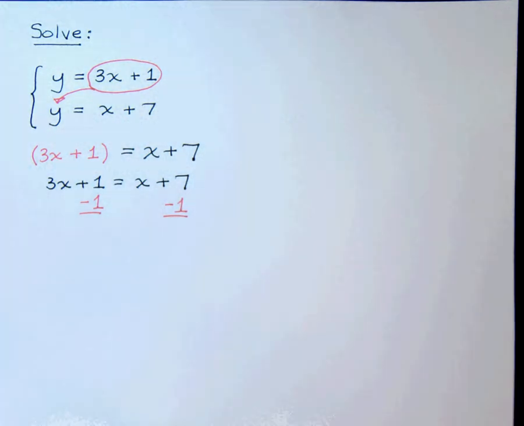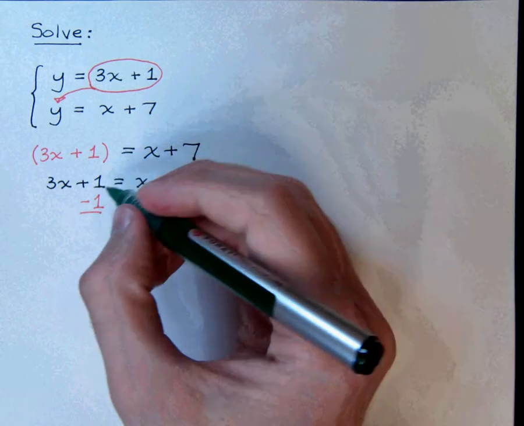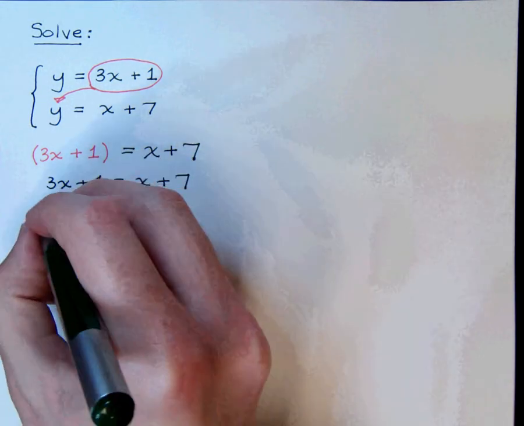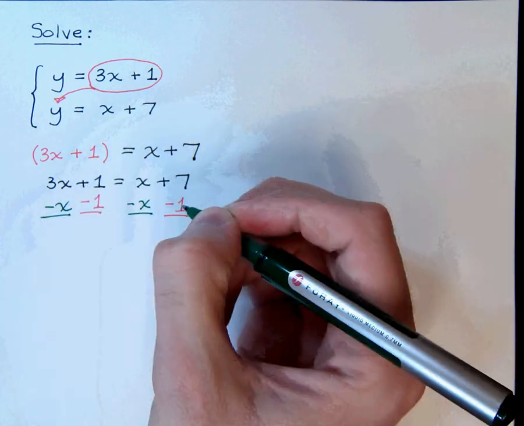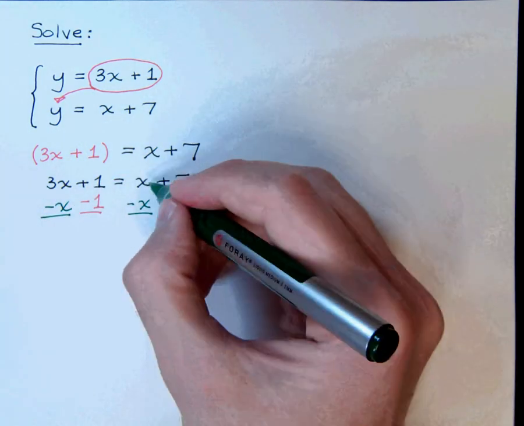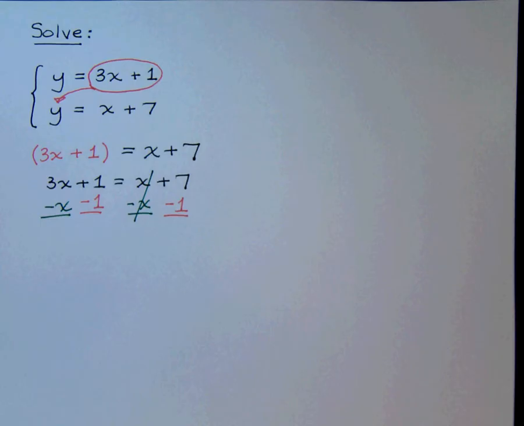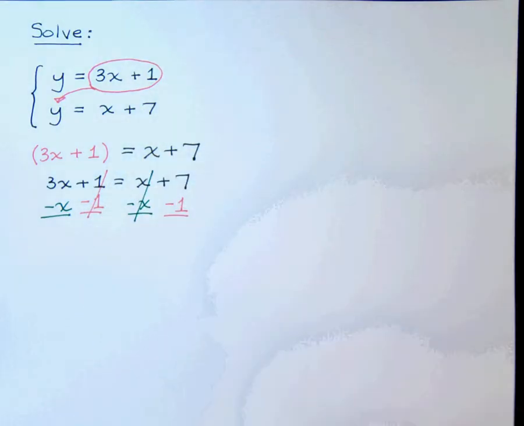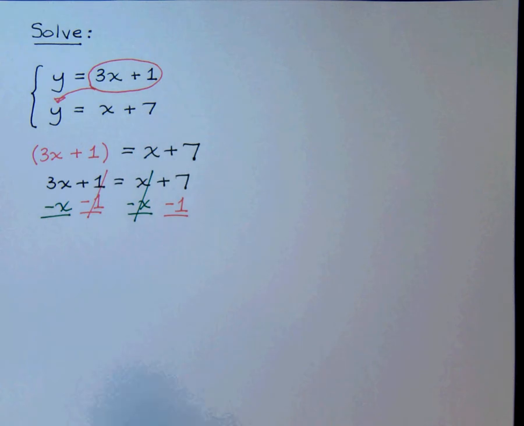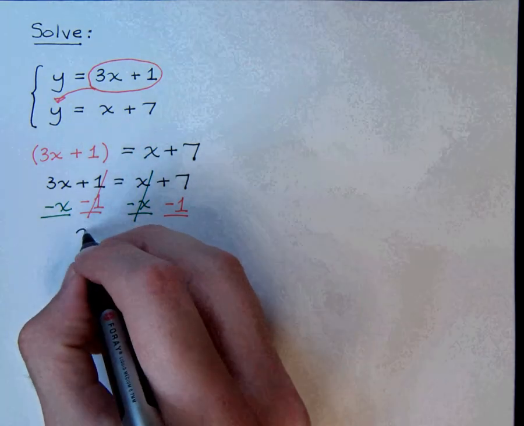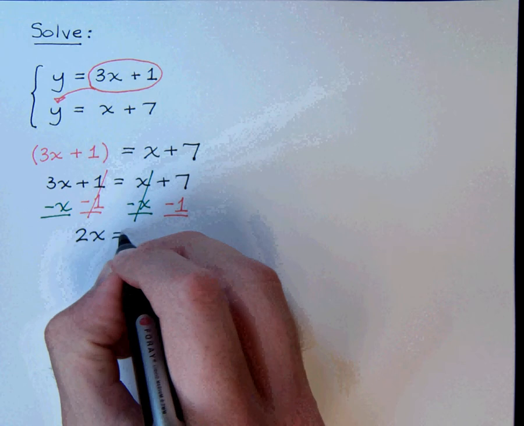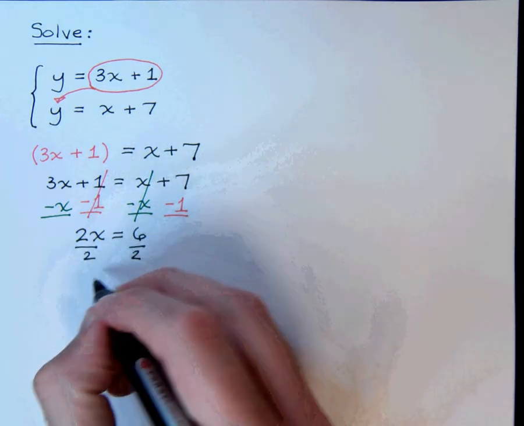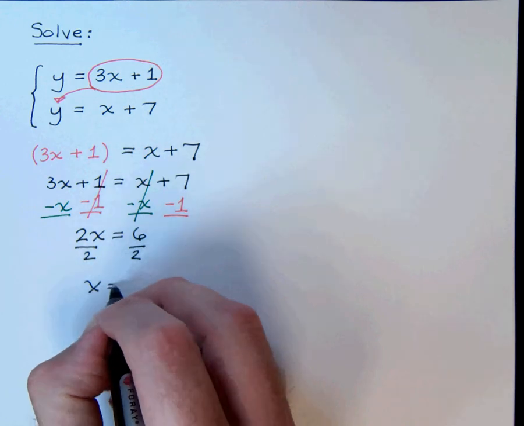And at the same time that we were subtracting 1 from both sides, to move the constants to the right, let's go ahead and subtract x from both sides and move the variables to the left side. When we do that, the x's cancel on the right, the 1's cancel on the left, and now we have this equation. We have that 2x is equal to 6. Dividing both sides by 2 means that x is equal to 3.